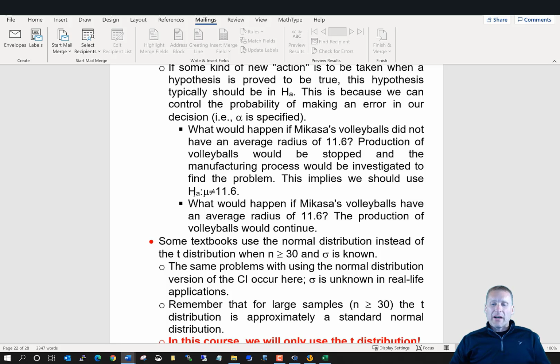What would happen if Mikasa's volleyballs have an average radius of 11.6? Well, the production of the volleyballs will continue. And so that's how you can think of what goes in the null hypothesis and what goes in the alternative hypothesis. Think of it in terms of the action. I also gave you another example earlier with respect to where your research hypothesis goes.